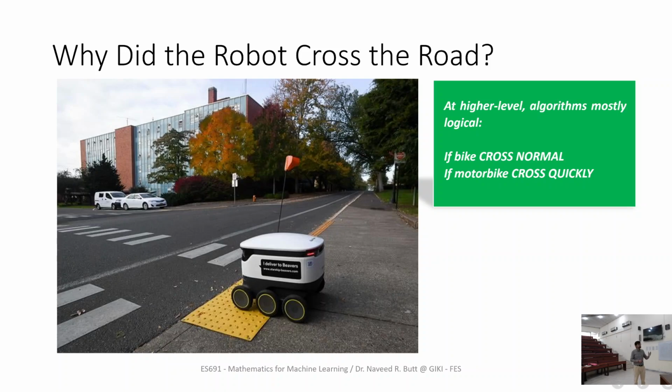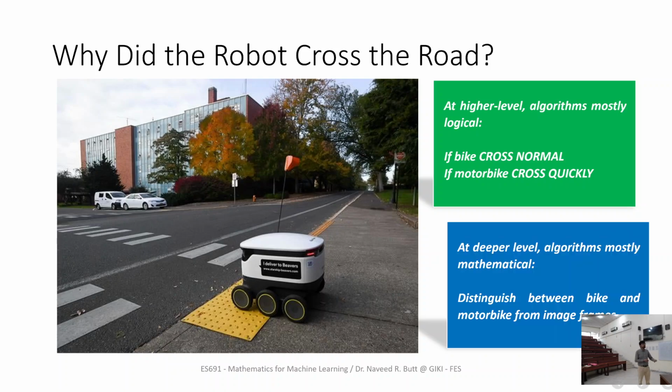You tell the robot, okay, if you see a bike, cross at normal speed. If you see a motorbike, cross a bit faster. If there is a zebra crossing, they will not hit the robot anyway, but it's nice to not make them wait too much. So this is a higher level thing, and that is fine. You can have learning at a high level, but at a deeper level, it's mostly mathematical. Logic is also a branch of mathematics, but when we say mathematically, we mean more in terms of quantifiable things: numbers, vectors, matrices, spaces, groups, all that.